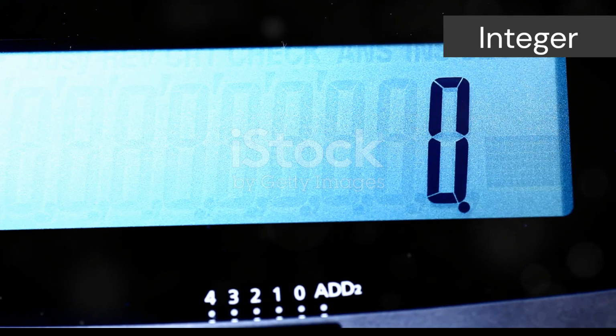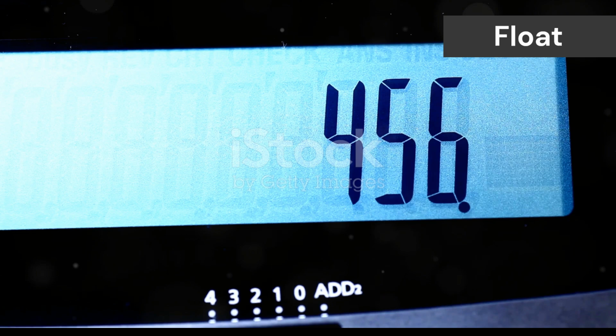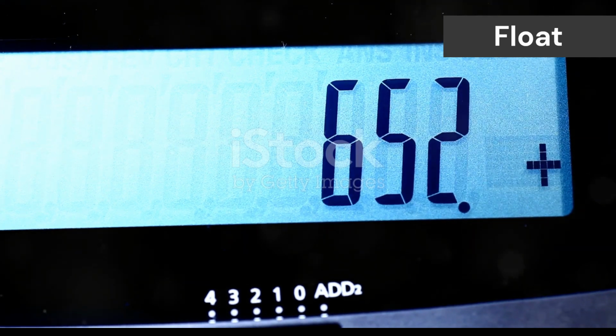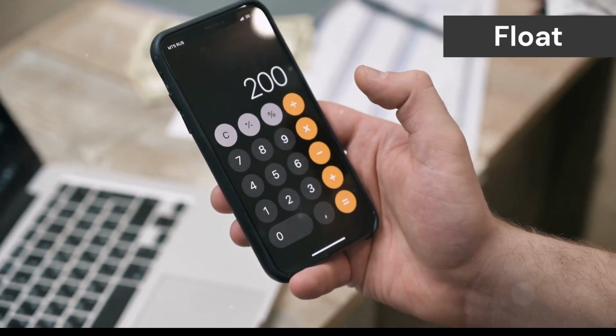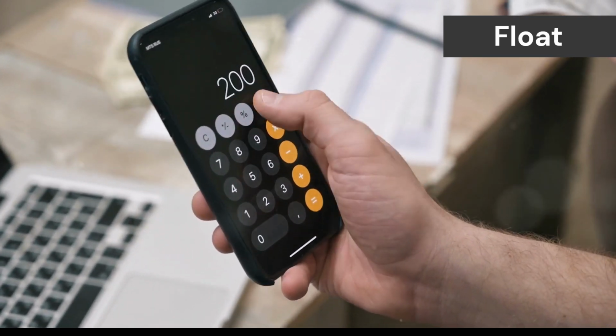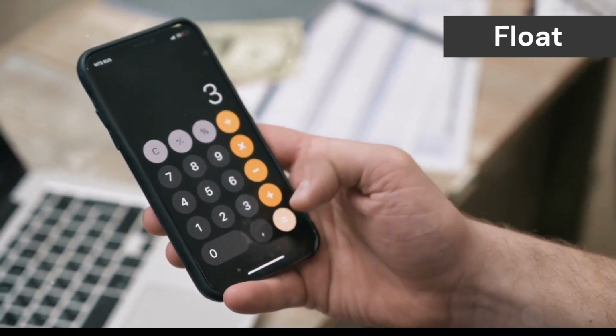Next, we encounter floats. Now these are the numbers with decimals. Need precision in your calculations? Floats are your go-to. They're perfect for anything that requires a more detailed numerical representation like measurements or scientific calculations.